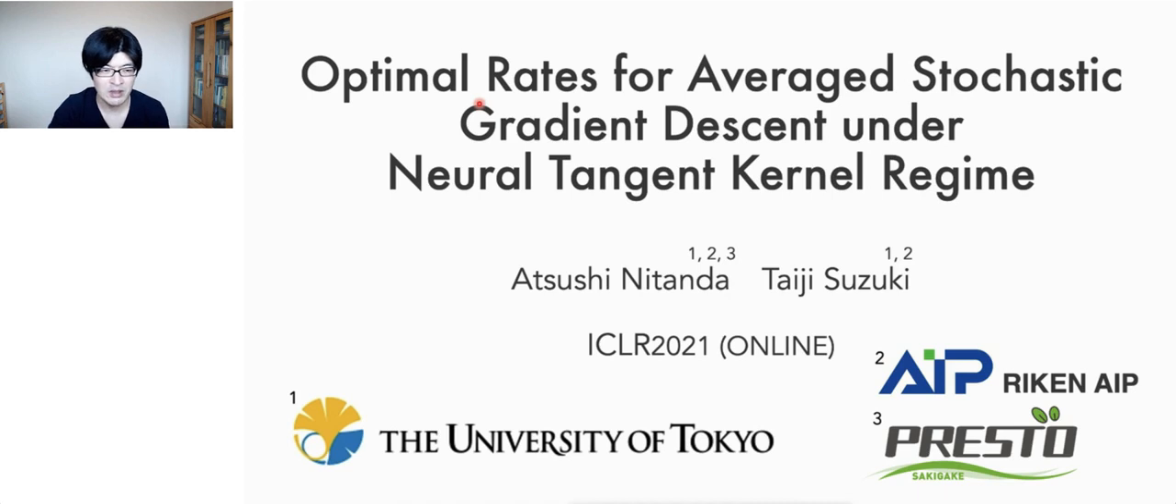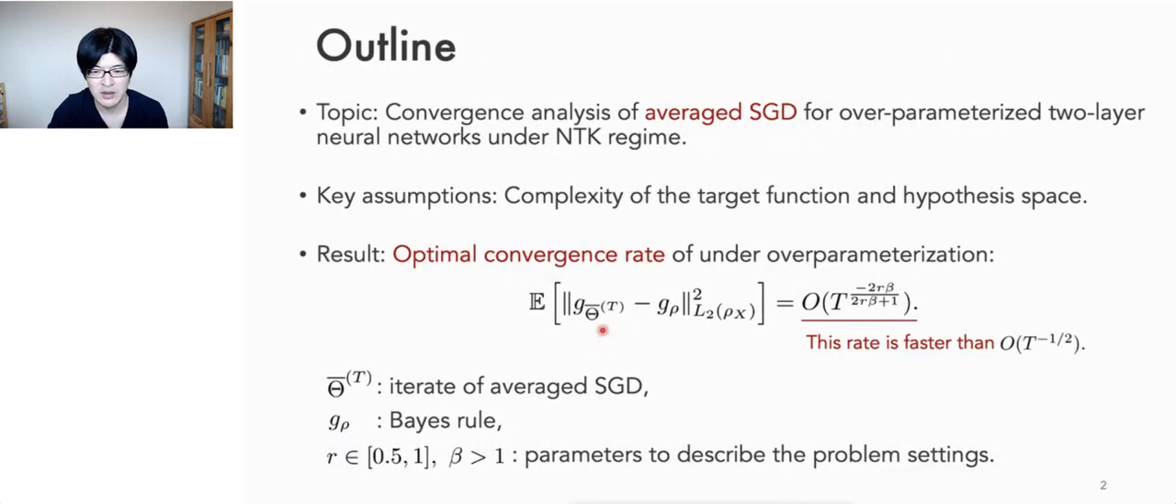We'll be talking about optimal rates for averaged stochastic gradient descent and the neural tangent kernel regime. In this talk, we consider a regression problem with the square loss, and we present a convergence analysis of averaged SGD for overparameterized two-layer neural networks under the NTK regime. The key assumption is the specification of the complexity of the target function and the hypothesis space. Under such assumptions, we derive an optimal convergence rate of the generalization bound on the iterates obtained by ASGD.